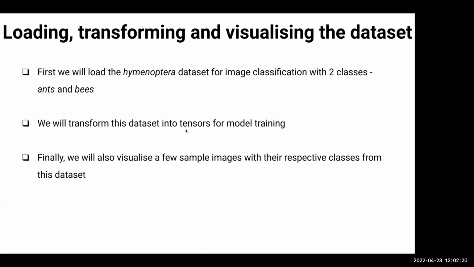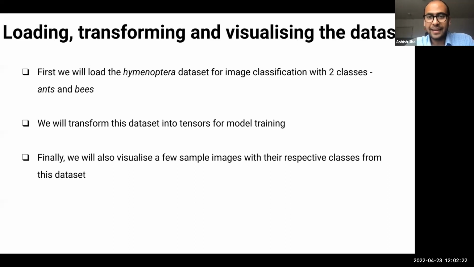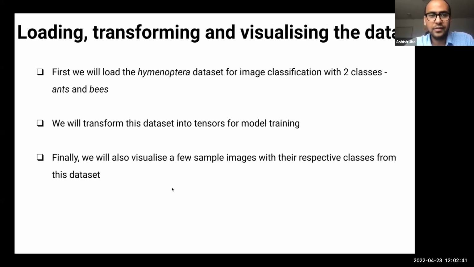Okay. So first we will focus on the dataset itself. As you will see, we first load our Hymenoptera dataset, which has 2 classes, ants and bees. Very easy. And this should be familiar to you now. We need to transform this dataset into tensors and normalize it. And we will also look at some sample of these images.